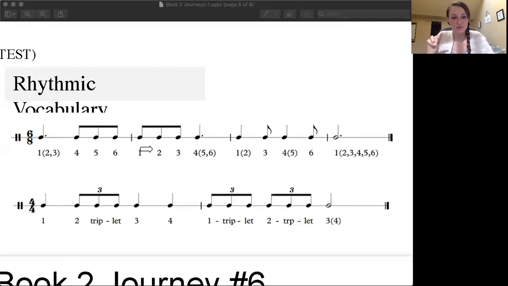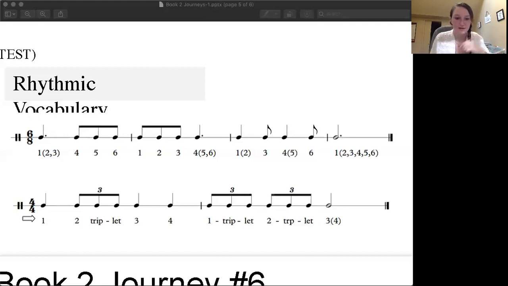So if I were to count this for you that you see on the page here, it would sound something like this. 1, 2 triplet, 3, 4. 1 triplet, 2 triplet, 3, 4. Let's try that together. We are going to say whatever beat it is, so 2 or 3 or 1 or 4, and then triplet.